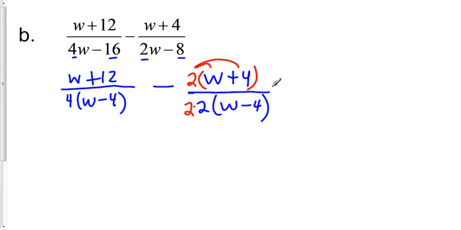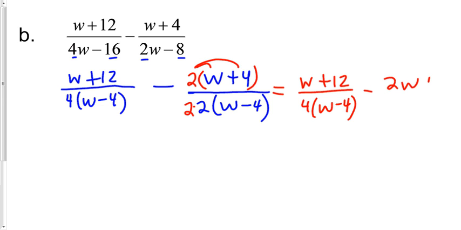Okay, so let me rewrite what we've got over here. We have (w + 12) over 4 times (w - 4), minus (2w + 8) over 4 times (w - 4). I got this 4 out in front by multiplying 2 times 2. So now our denominators match, and once you have that, you're good to go. Now we can finish the problem.